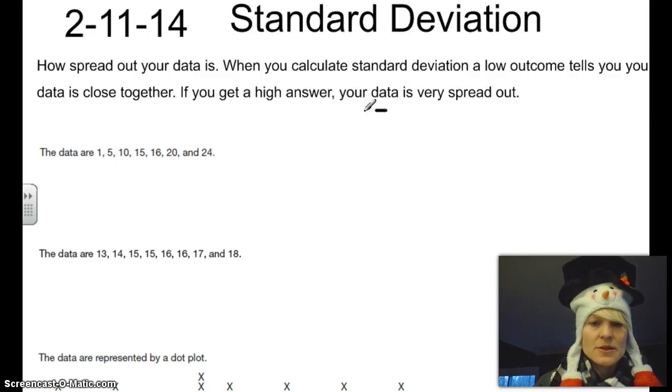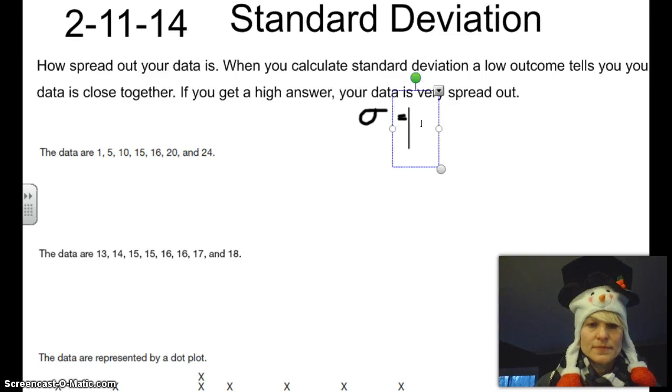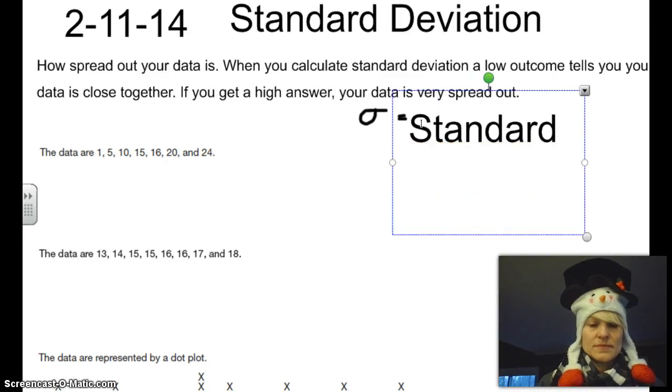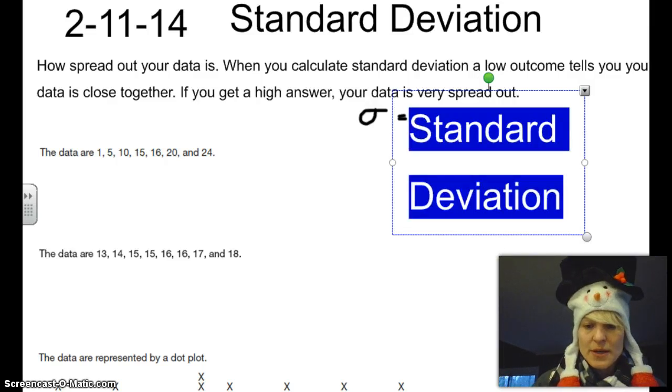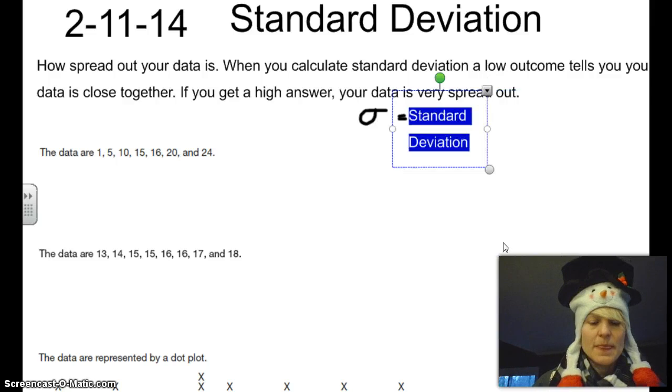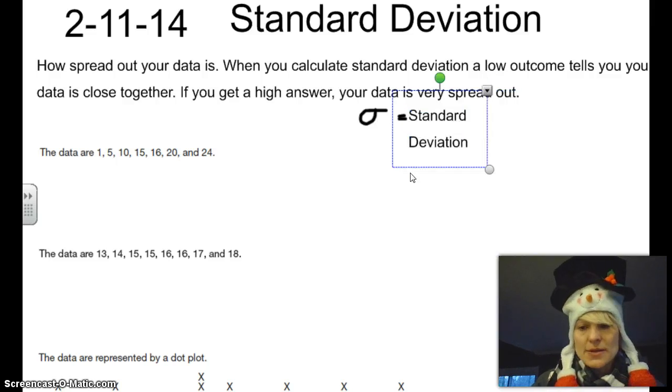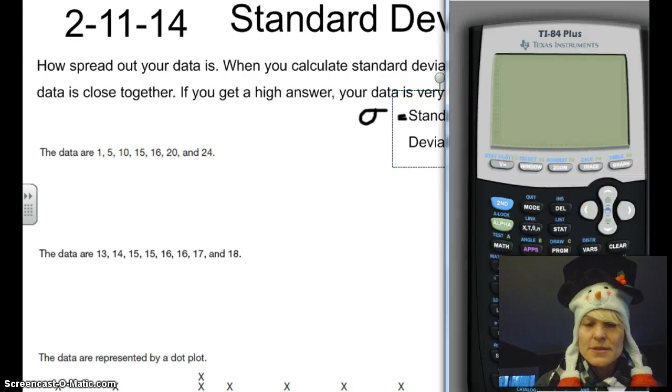So when you're doing standard deviation, the symbol for standard deviation looks like this. That means we're finding standard deviation. It's very big. My little mouse thing's not working, so I'm having to do the drawing myself here. There's a long process to finding standard deviation. You have to find the mean, then subtract each number from the mean, find the difference and square it. Luckily, our calculators do that for us.